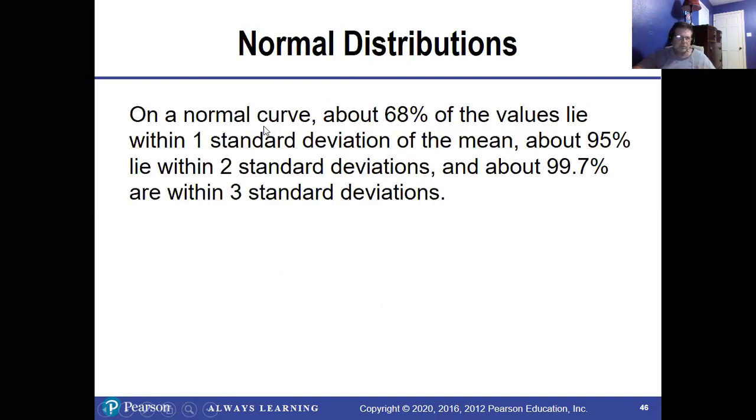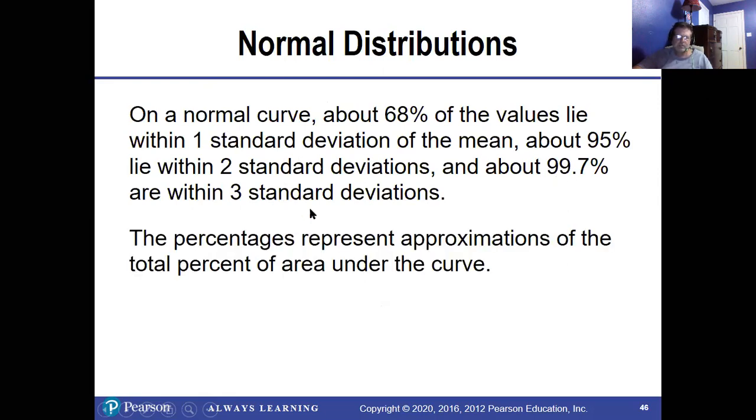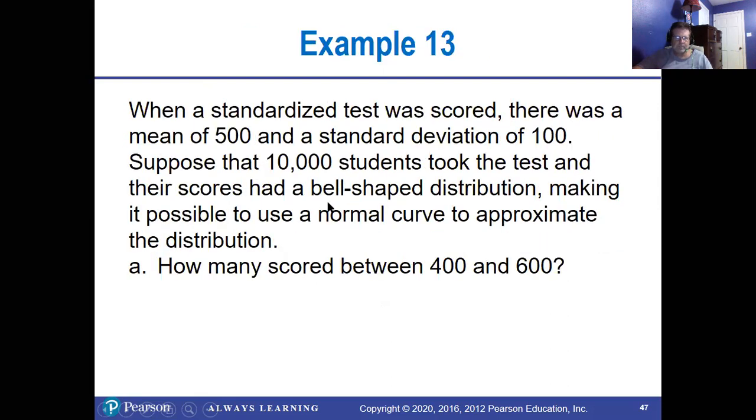Okay, it says on a normal curve, about 68% of the values lie within the first standard deviation, 95% of all your scores within the second, and then three standard deviations away should have almost 100%. It says percentages represent approximates of the total percent of the area.